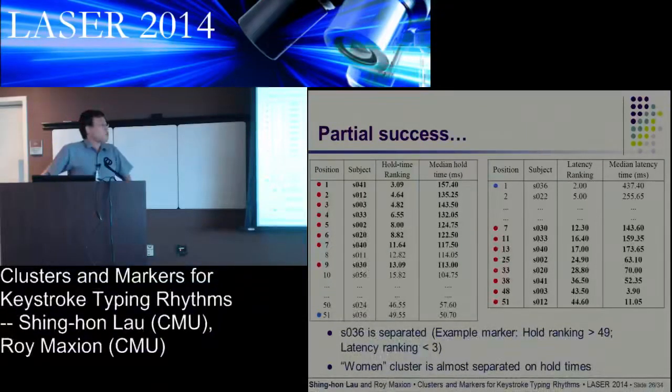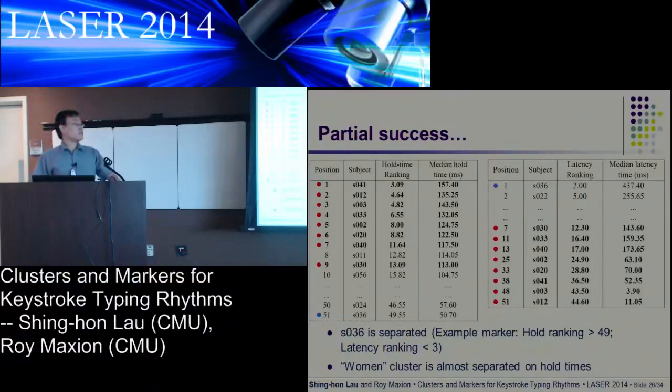But now, if we look at the women cluster, we don't have quite the same level of success. We have almost success. The subjects in the women cluster are indicated both in bold here and with the red dot. And you can see that when we look at the hold times, there's a little wrench in the mix, which is subject 11. Subject 11 is not part of the cluster, but there's no way to exclude 11 from the cluster while also including 30. So I can't find a perfect discriminator.